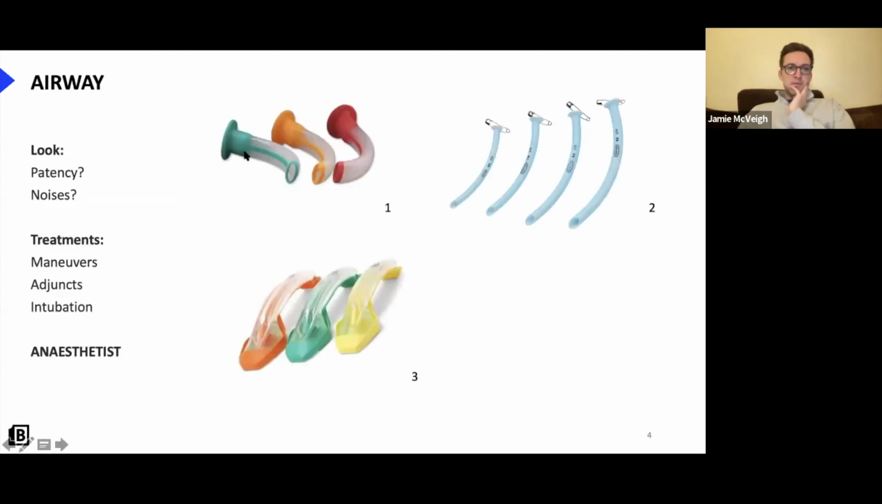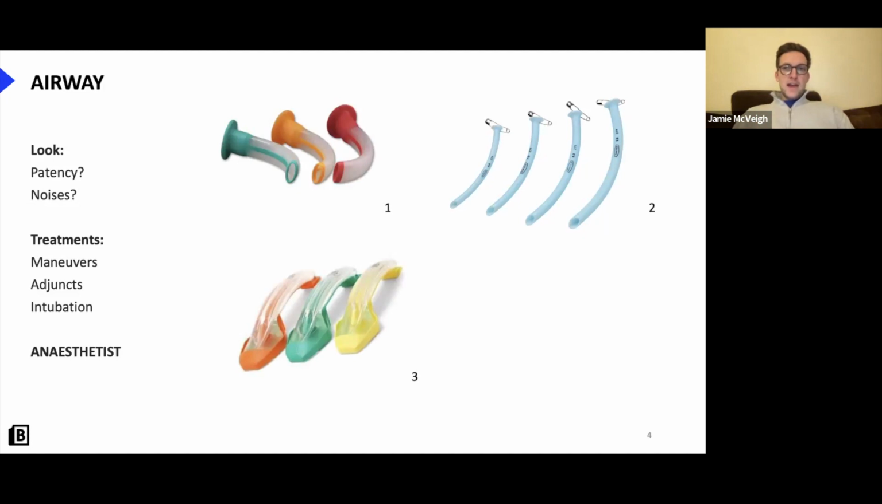So airway, as we've discussed before, look at it. Is it patent? Can you hear breathing at all? If you can, does it sound like there's an obstruction? And if there is, then basically call the anaesthetist there and then, because that is very problematic and the patient is very, very unwell, particularly if they can't maintain their own airway.